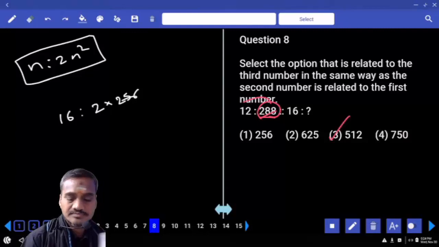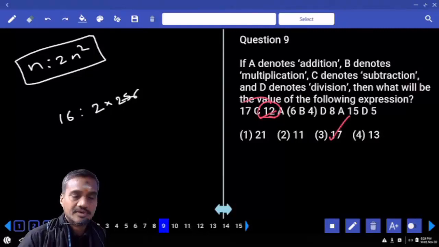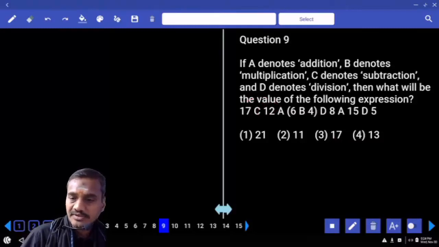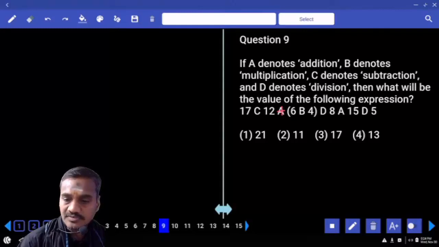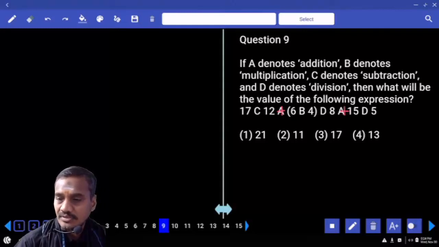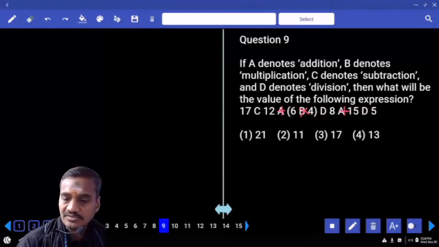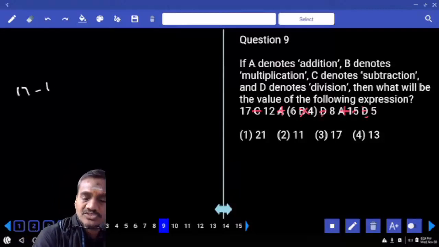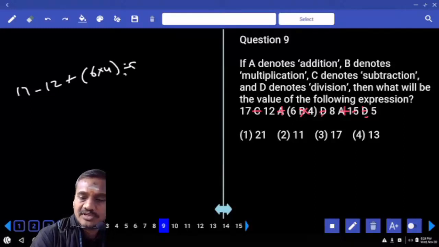Then next the 9th one. Now in this question number 9, A denotes addition. Now this is plus. And B stands for multiplication. And C subtraction, isn't it? And finally D denotes division. D is division. And then coming to this one, 17 minus 12 plus 6 into 4 divided by 8 plus 15 divided by 5.